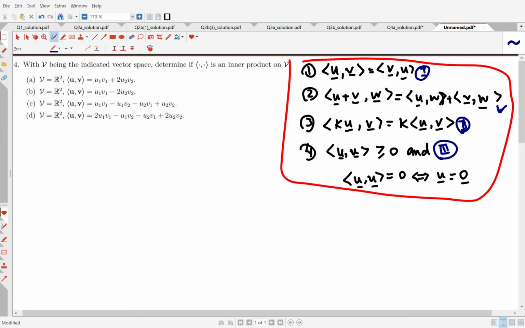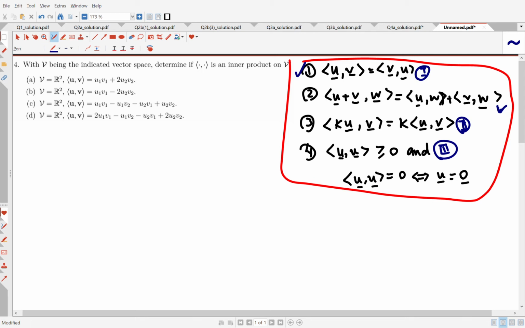So let's do this. Let's try. My uv is just u1 v1 minus 2 u2 v2. This means, can I flip the u and v? What does it mean by vu? It means it becomes v1 u1 minus 2 v2 u2. But is it the same? uv, is it the same as vu? Yes, right? Because u1 v1, I can just flip into v1 u1, and this I can just flip into v2 u2. And after flipping, it is just v comma u. So this is true.